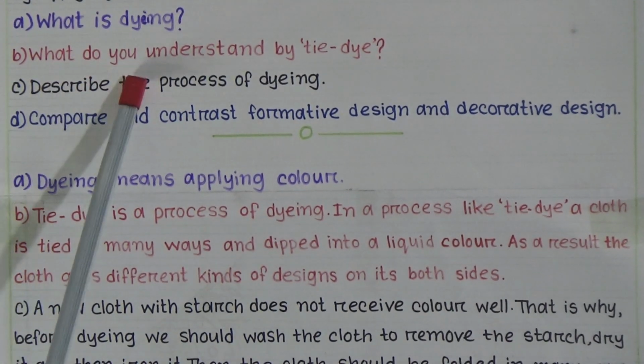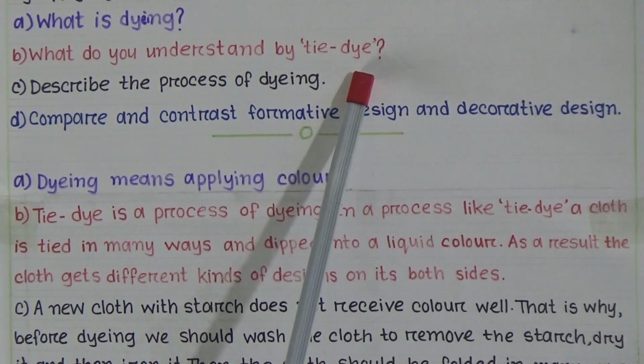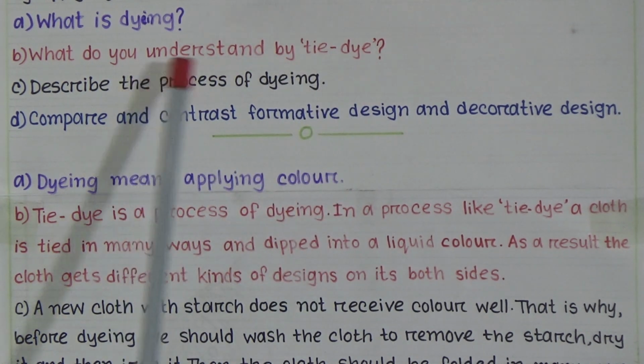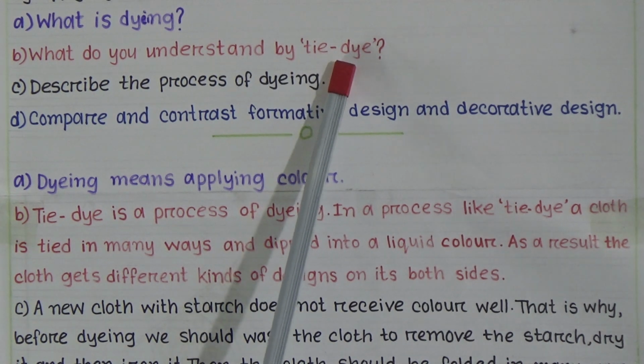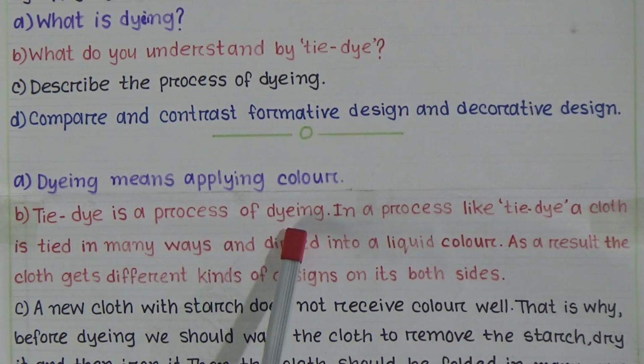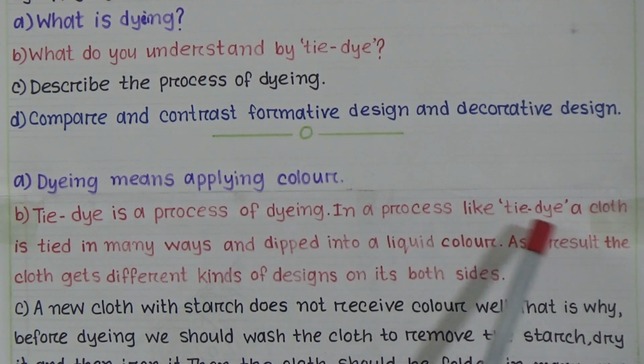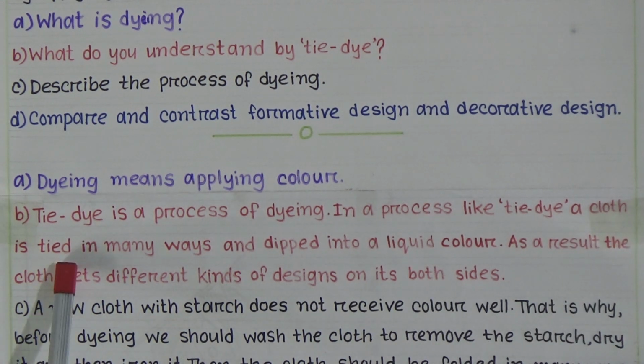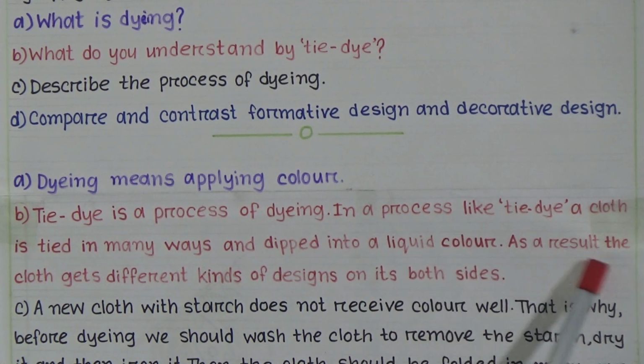Number B, what do you understand by tie-dye? Here is the answer. Tie-dye is a process of dyeing. In a process like tie-dye, a cloth is knotted in many ways and dipped into a liquid color. As a result, the cloth gets different kinds of designs on both sides. So by tie-dyeing, we find a new dress design on both sides.